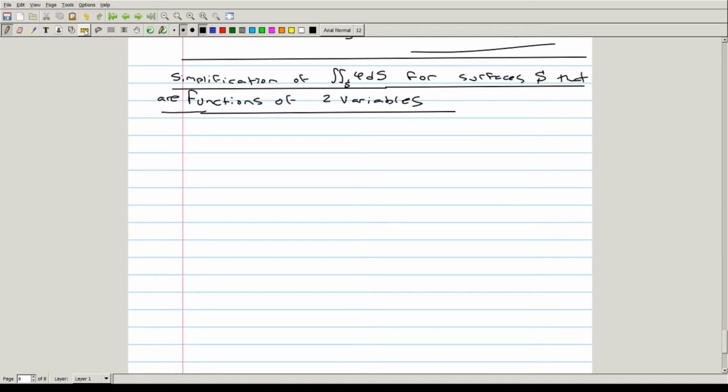However, many surfaces can be expressed as a graph of a function of two variables. Specifically, the graph of a function of two variables is any surface such that z is equal to a function of x and y. And for such a surface, we actually have a simplified form for the surface integral. The formula simplifies by a lot, very, very nicely.